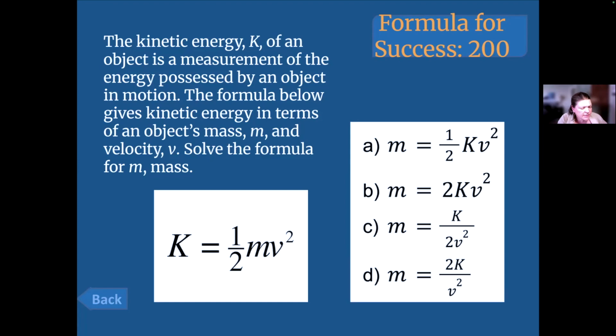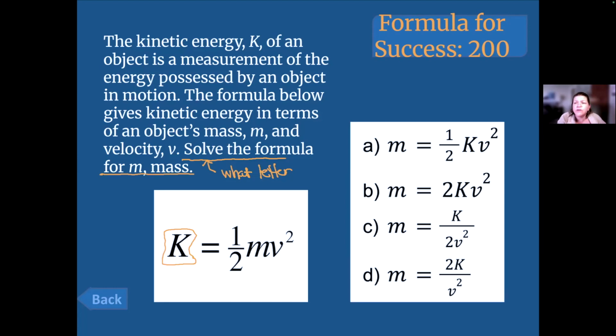So this says solve the formula for M, mass. This is really important to take note of. You have to look at what they are asking you to solve for. Currently, this formula is solved. I know you guys say it's not solved. It is too solved. K is alone. This formula is currently solved for K.